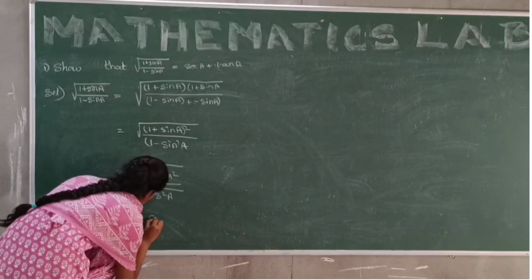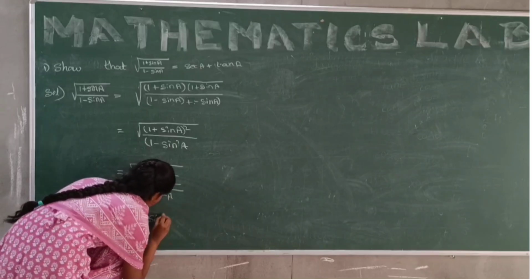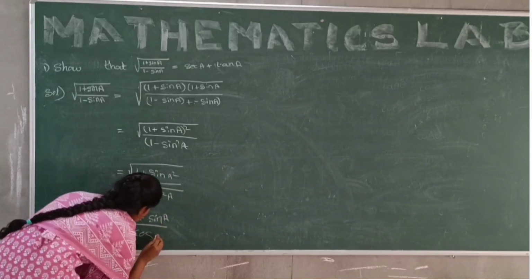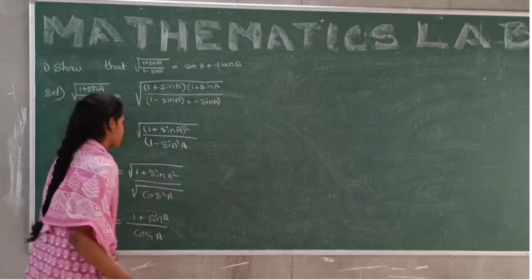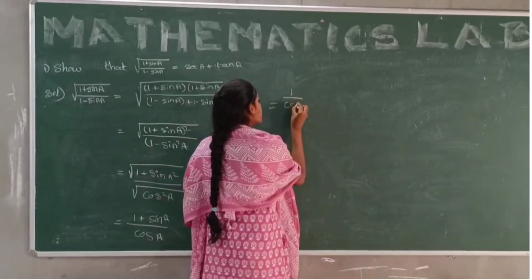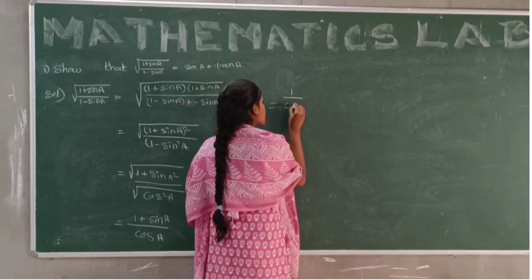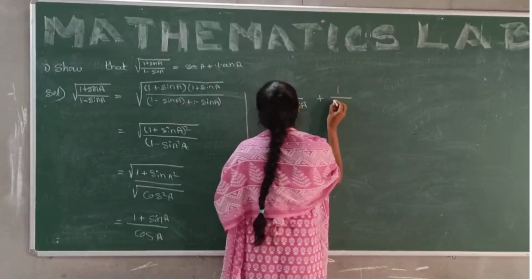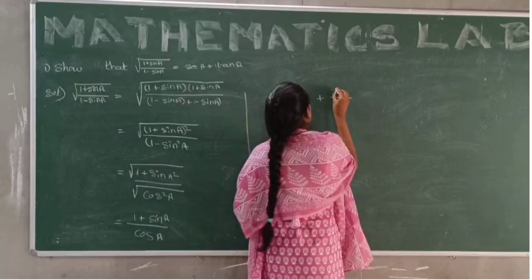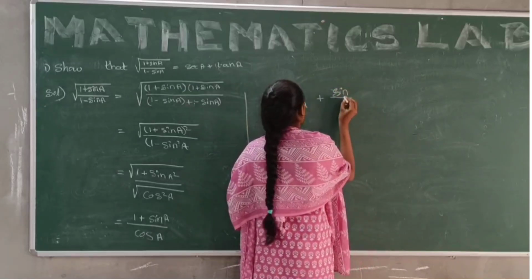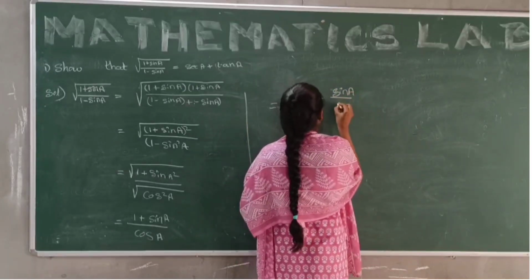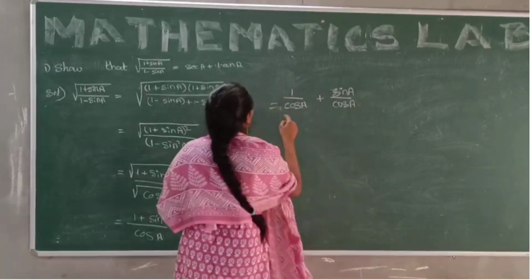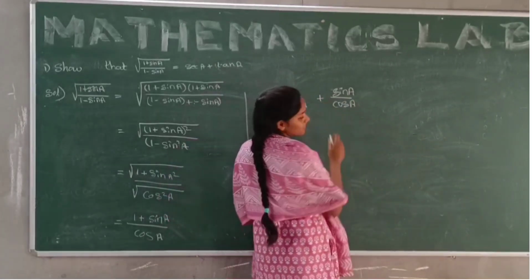1 plus sin A by cos A equals 1 by cos A plus sin A by cos A.